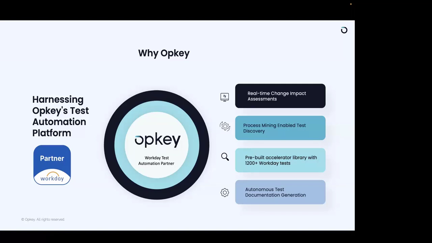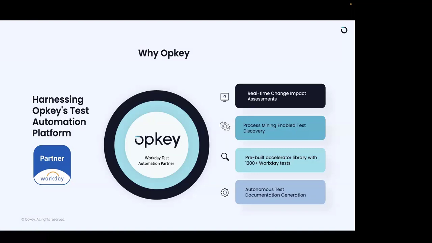All of that is part of Opkey's test discovery approach, which is enabled by process mining, that allows us to understand the processes, how you have configured in the system. Plus, that also allows us to get the data mined from the platform as well, which means that we are able to generate the test data automatically for the test scripts. And that's a big chunk of efficiency loss that happens, right? So that takes us immediately weeks ahead of anybody.